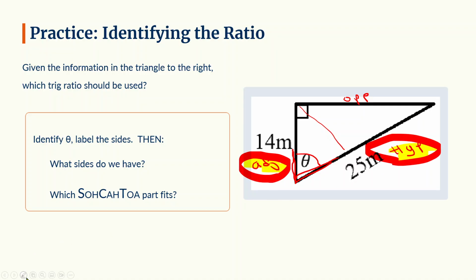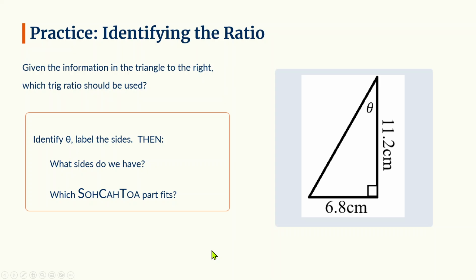Oh, I just changed my marker. That's fine. So using SOHCAHTOA, sine is opposite over hypotenuse. Well, I don't know the opposite, so it's not that one. Cosine is adjacent over hypotenuse. The two sides I have are adjacent and hypotenuse. So this relationship I would write as cosine theta is adjacent over hypotenuse. So setting up the ratios is really important. So I want you to practice this one.